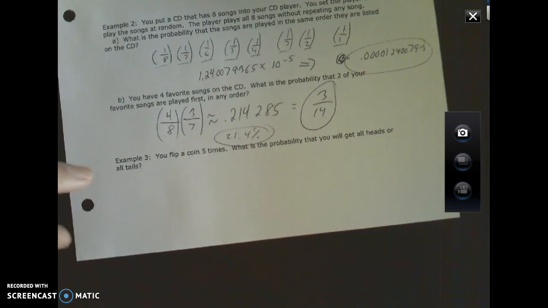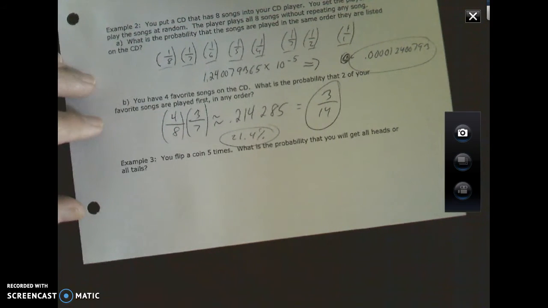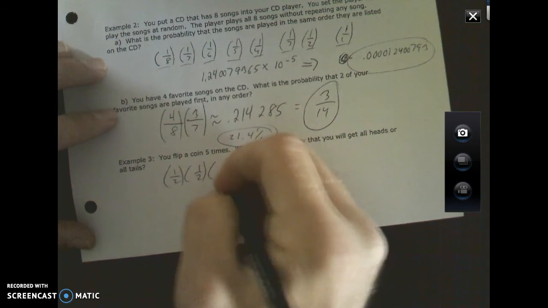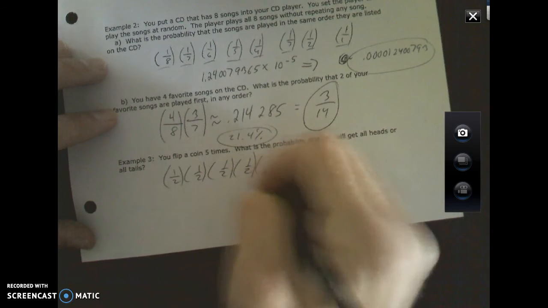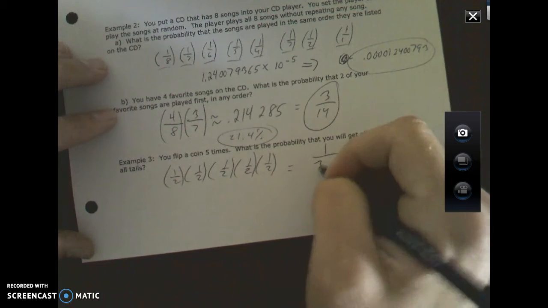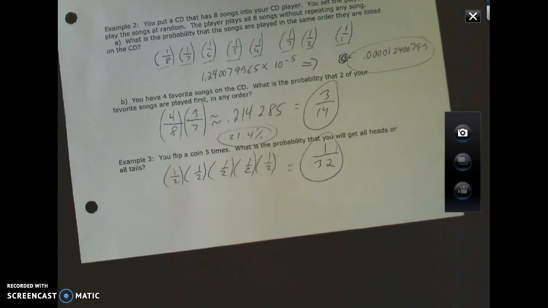Example 3, you flip a coin 5 times. What's the probability that you'll get all heads or all tails? So what that's saying is 1/2 times 1/2. This is actually a very strangely familiar question because you did this in your packet. 1/2 times itself 5 times gives you 1/32. So it's a very, very low probability of that happening.